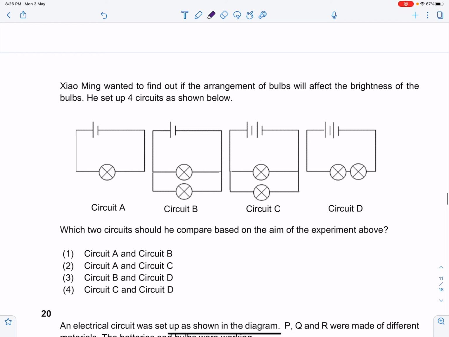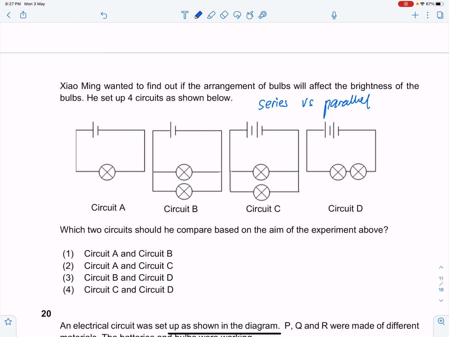Question 19. Okay, Xiaomi wanted to find out if the arrangement of bulbs will affect the brightness of the bulbs. He set up 4 circuits. Which 2 circuits should he compare based on the aim of the experiment? So once again, experimental setup, only one changed variable, and the changed variable is exactly the factor that you're exploring. So in this case, he's looking at arrangement of bulbs. So the arrangements of bulbs that we have learned, basically there are 2, series versus parallel, right? I hope you know what's series and parallel.